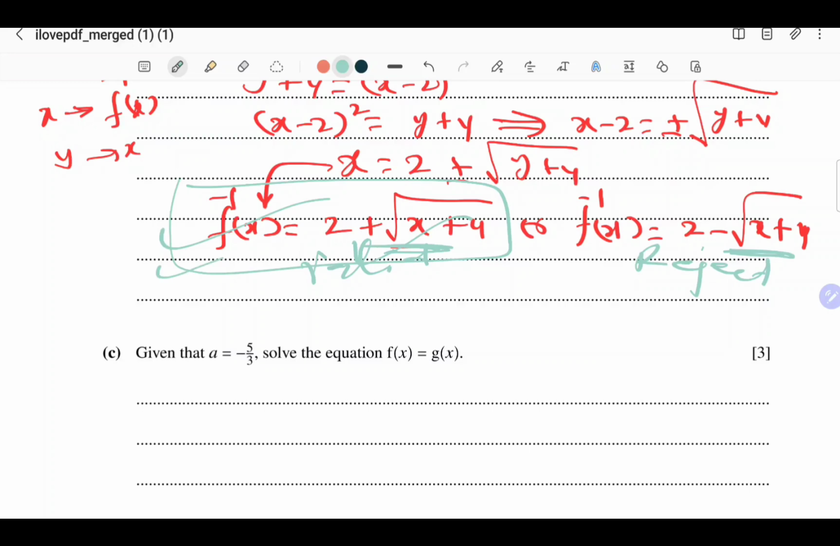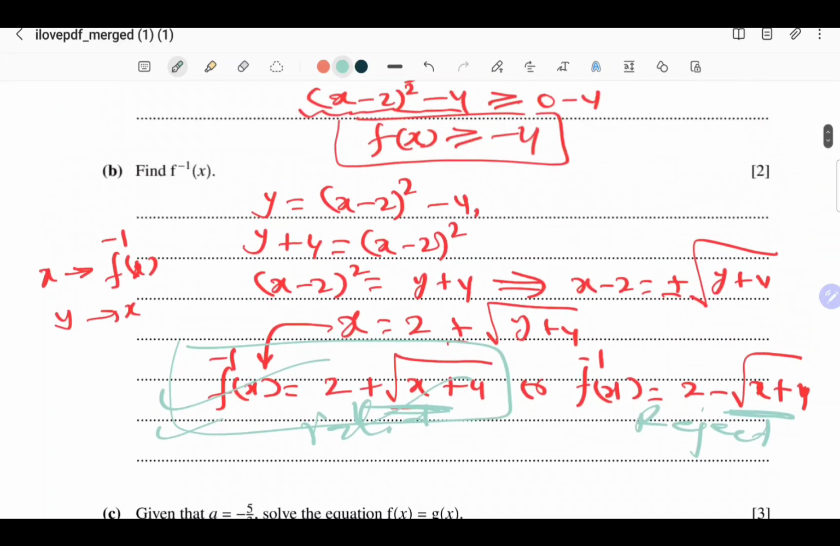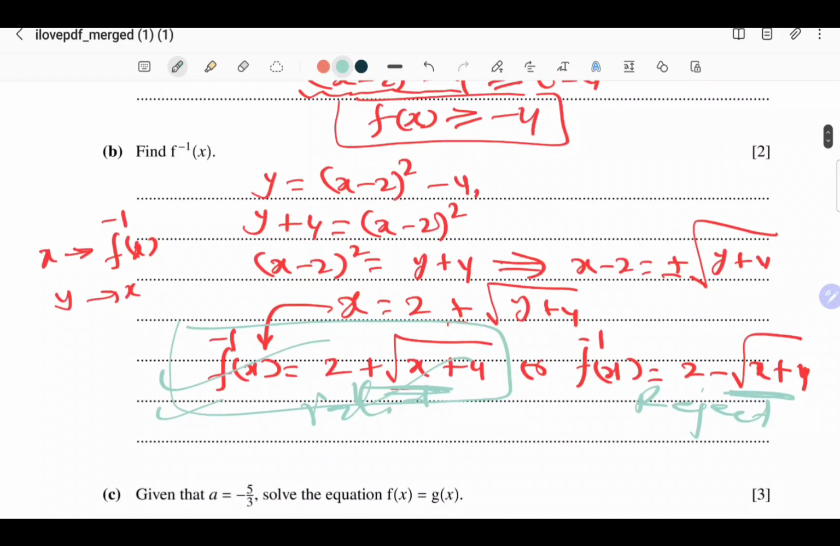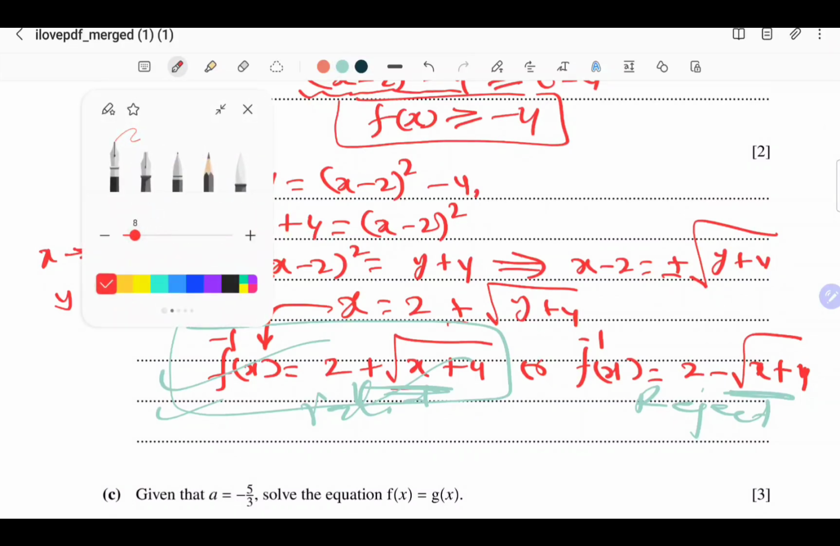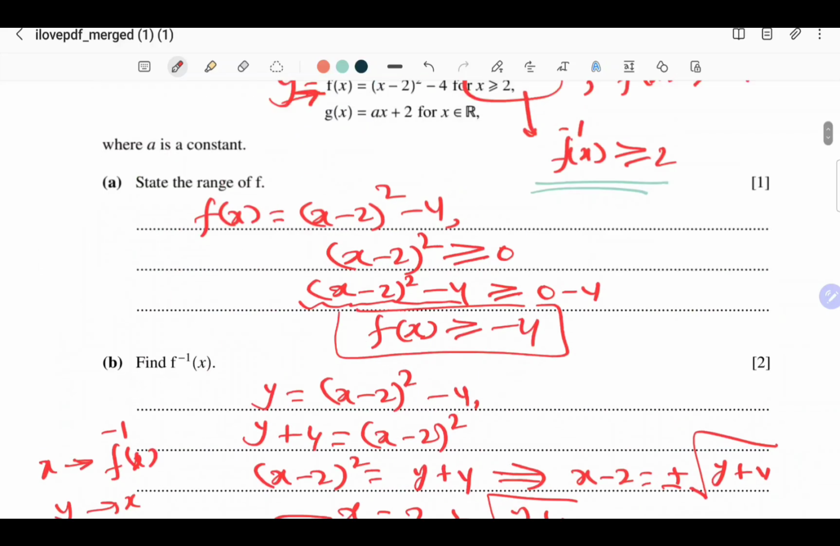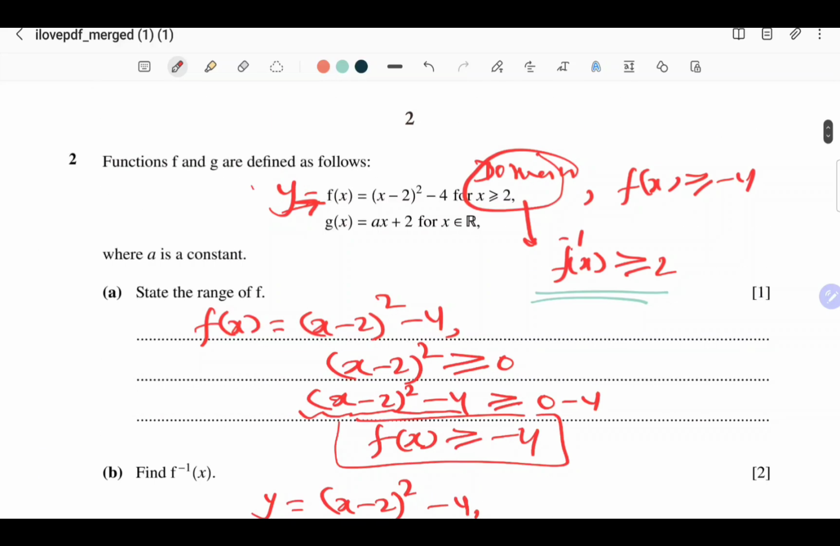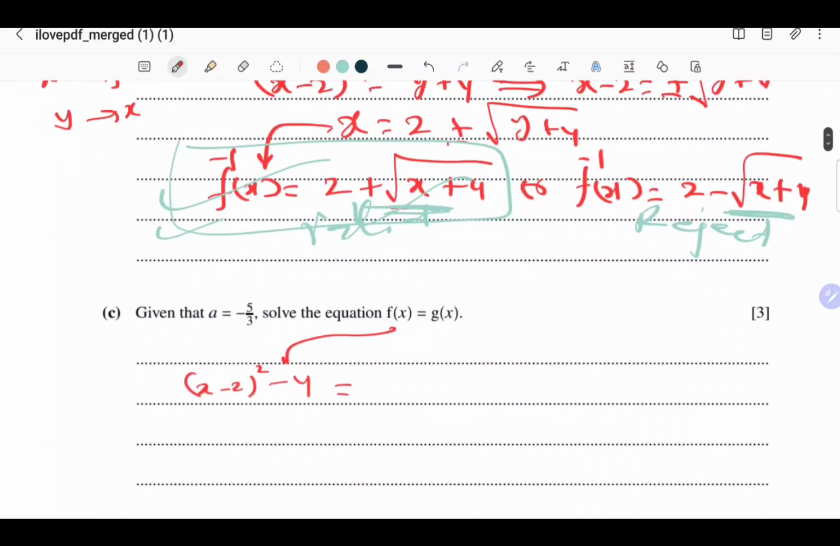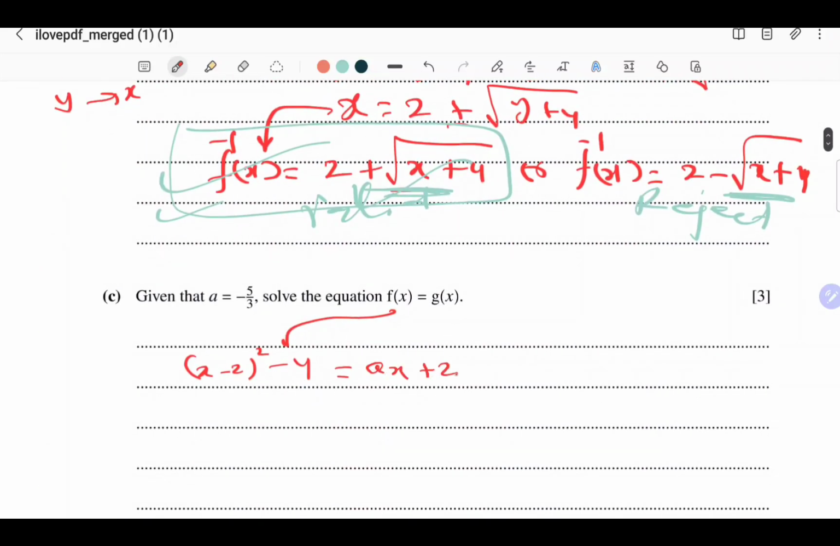It's a good question. Now, given that a equals minus 5 over 3, solve the equation f(x) equals g(x). So which is f(x)? This one, (x minus 2) whole square minus 4. So this is (x minus 2) whole square minus 4 equals g(x). What's g(x)? ax plus 2. Now we can expand that.